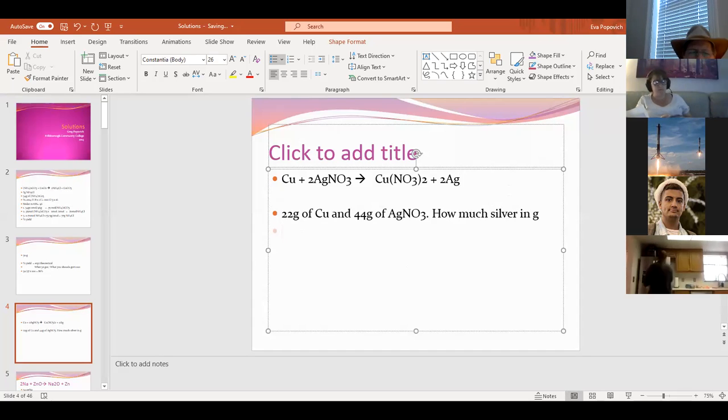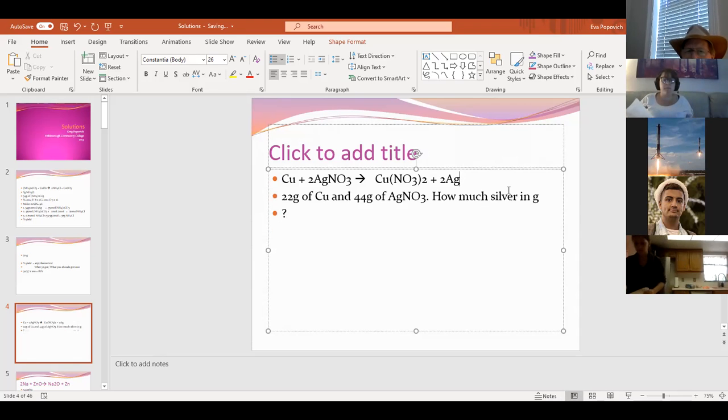I've been saying this all along. You guys are hopefully paying attention here. What have I said the first step is? Convert grams to moles. Okay, I'm looking at this though. I have 2 reactants. I have an amount of each reactant. What type of problem does that make this?